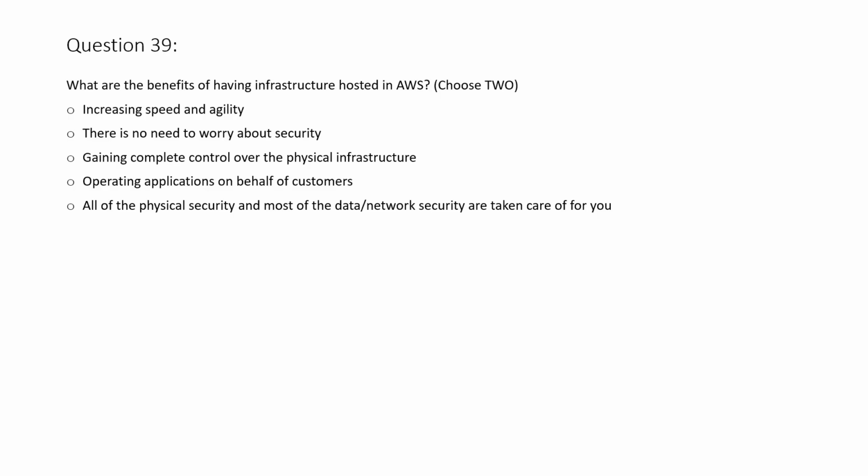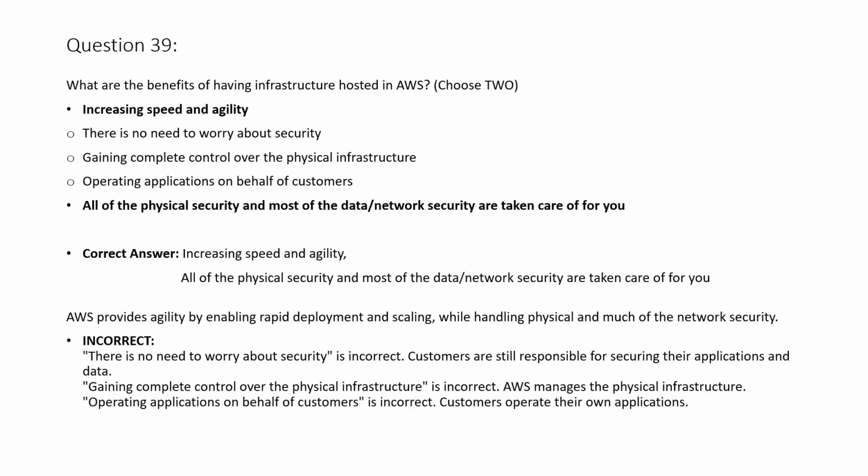Question number 39. What are the benefits of having infrastructure hosted in AWS? We need to choose two options. Option A, increasing speed and agility. Option B, there is no need to worry about security. Option C, gaining complete control over the physical infrastructure. Option D, operating applications on behalf of the customers. Option E, all of the physical security and most of the data and network security are taken care of for you. So the correct answers are increasing speed and agility, and all of the physical security and most of the data and network security are taken care of for you.